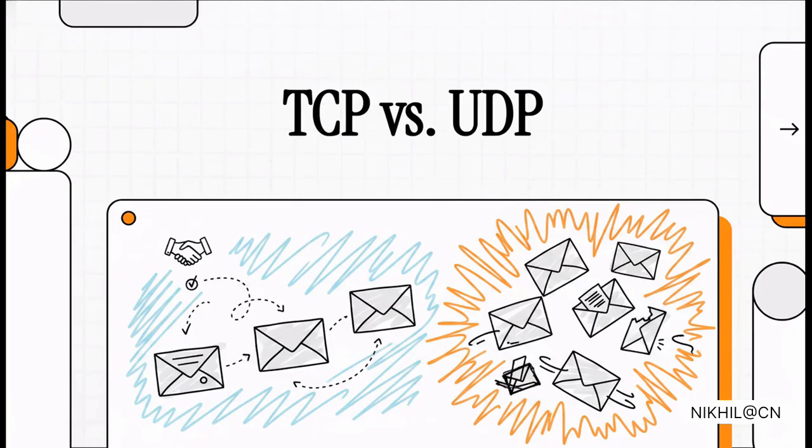So, have you ever really stopped to think about how information gets around on the internet? It's kind of like this massive global postal service, and it uses two totally different methods to deliver every single piece of data you send and receive. Today, we're going to unpack those two methods, TCP and UDP.